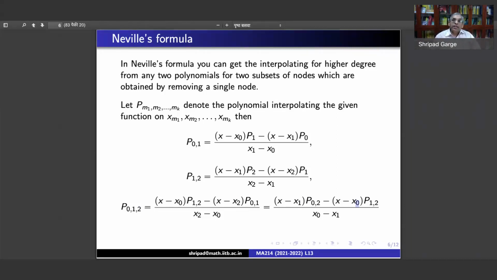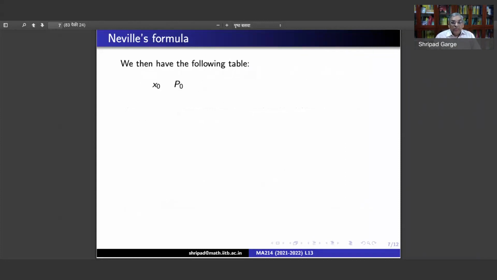Whatever nodes we think will be easier to work with in the initial stages, we work with them and build our interpolating polynomial by 1 degree at a time. Okay, so this is the particular thing, and we have this table also. Whenever you have x0, you have the constant polynomial p0 which interpolates the function at the node x0. Then you have the value x1 and the constant polynomial p1, and once you have these two values p0 and p1, you can compute p01 by the formula we have outlined.